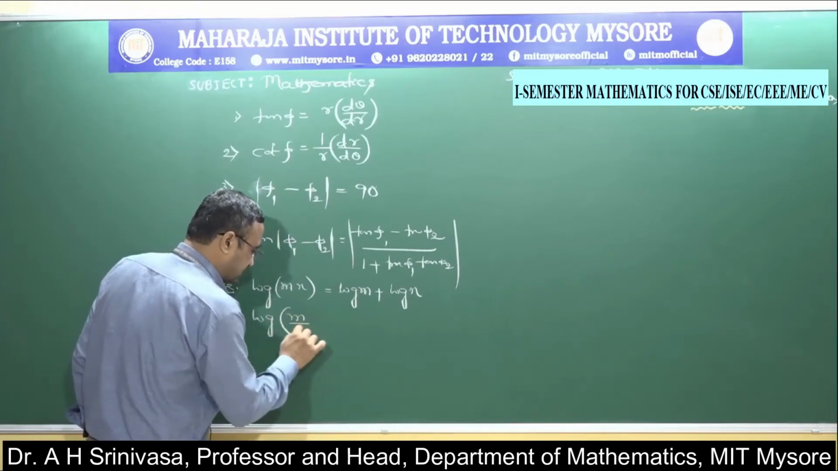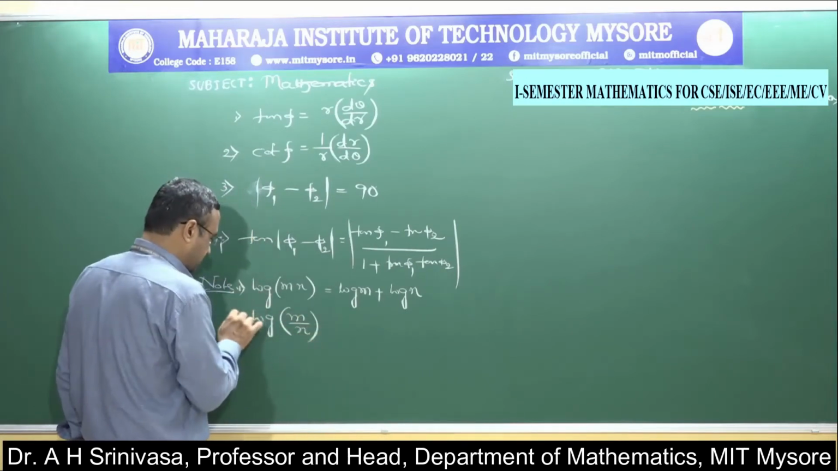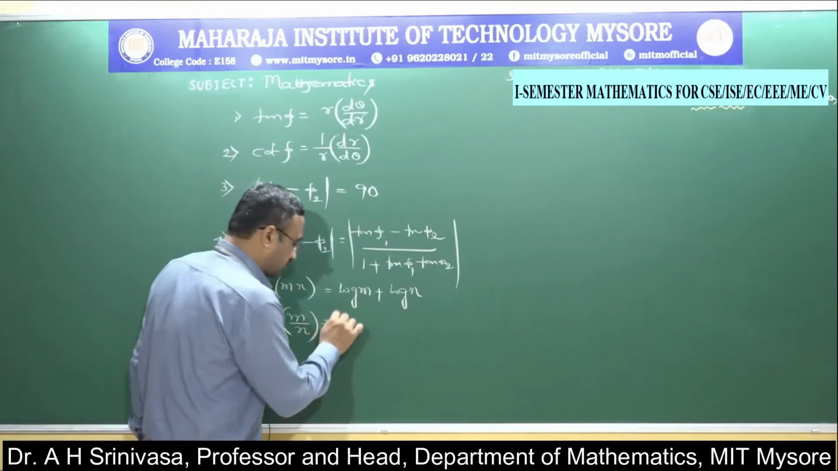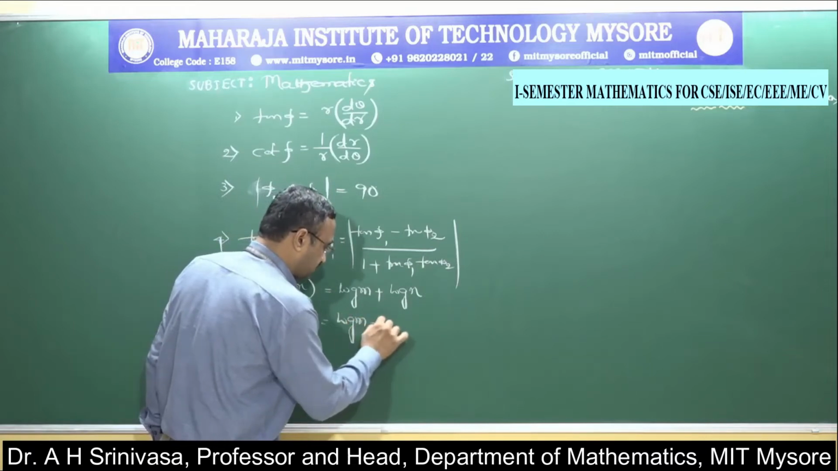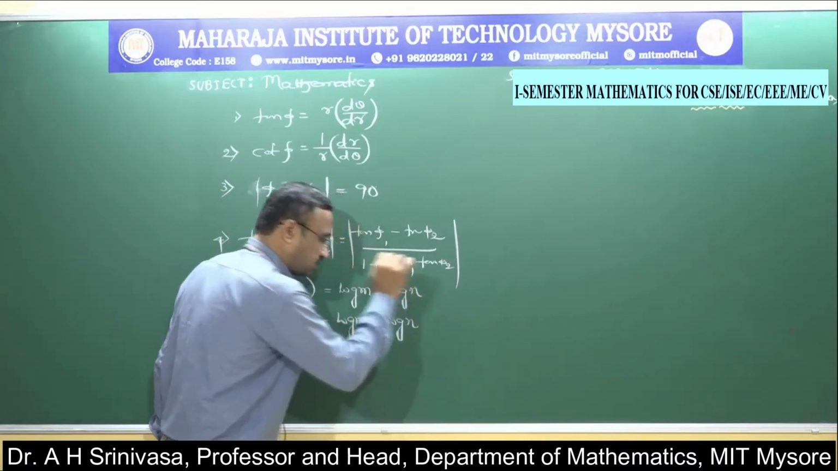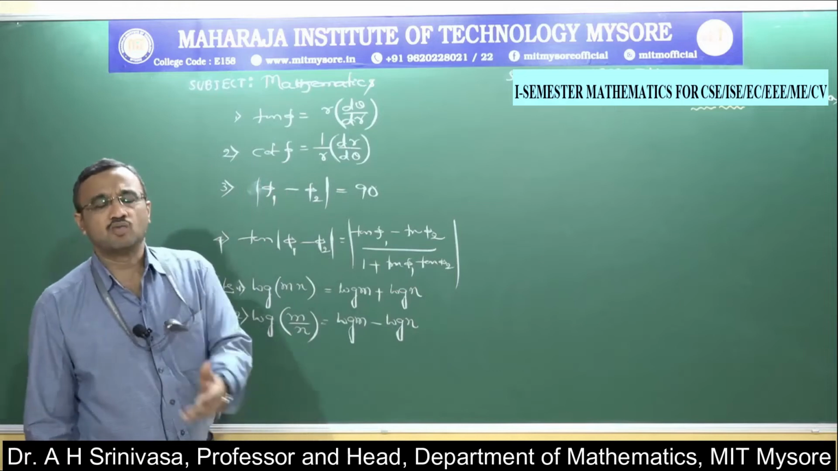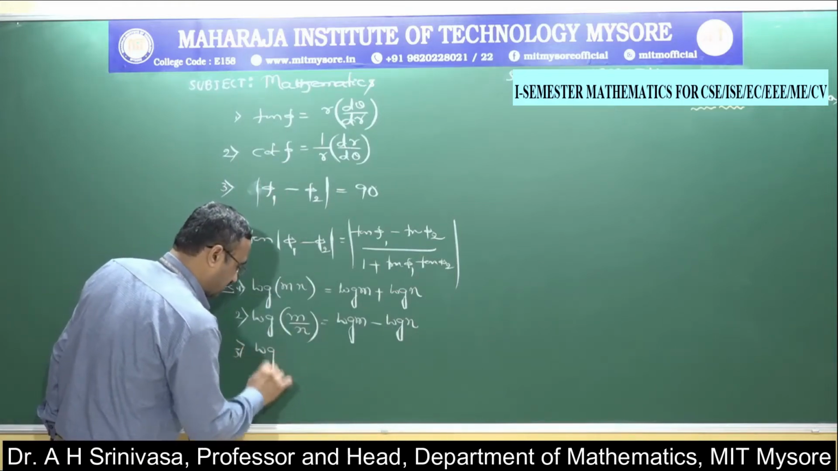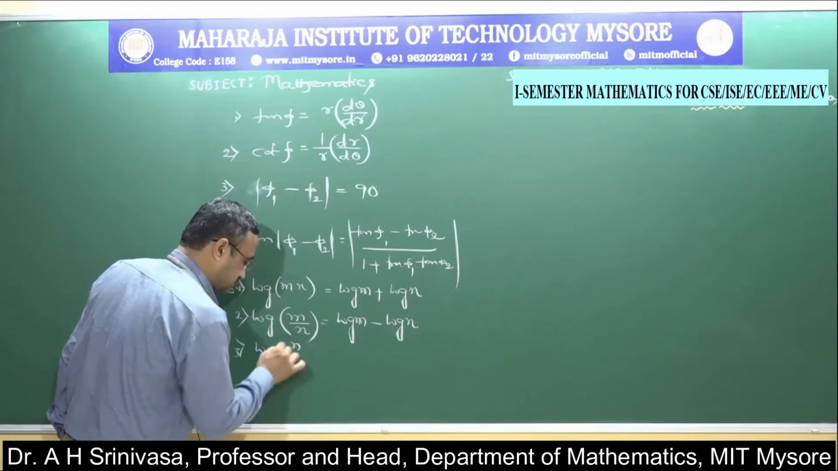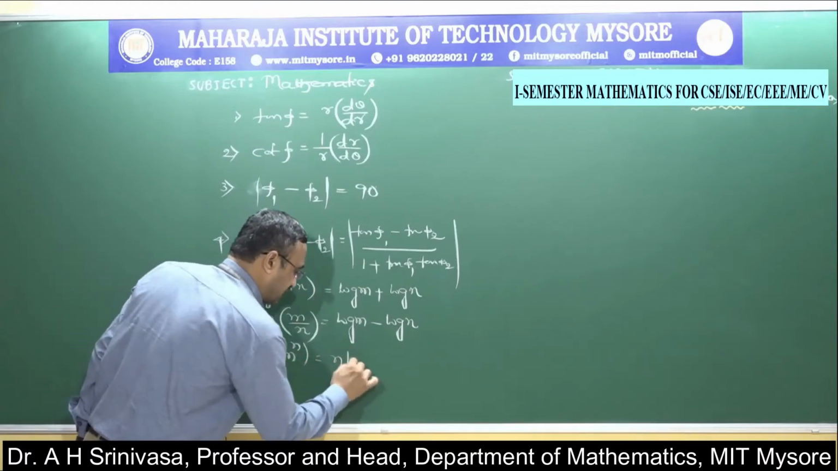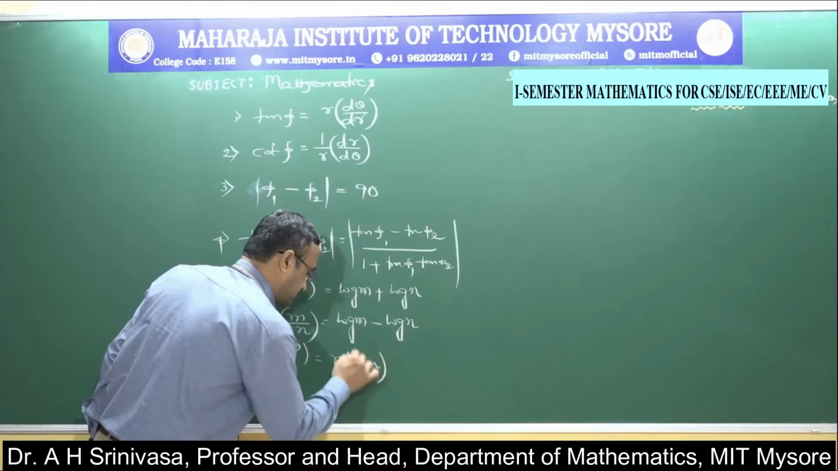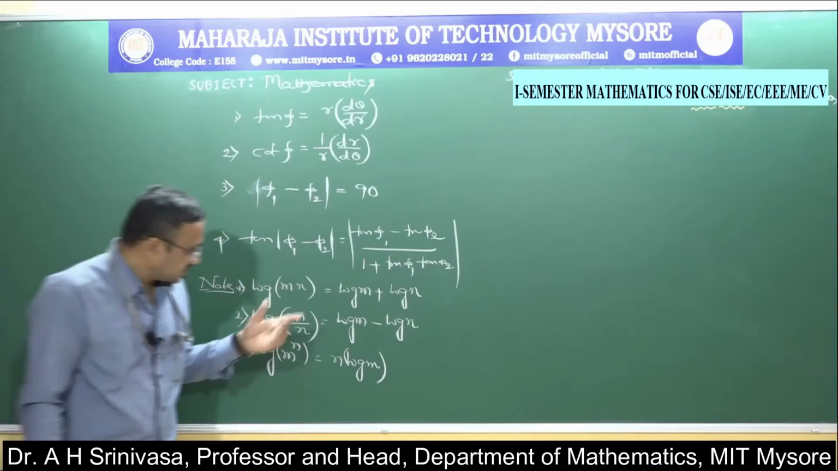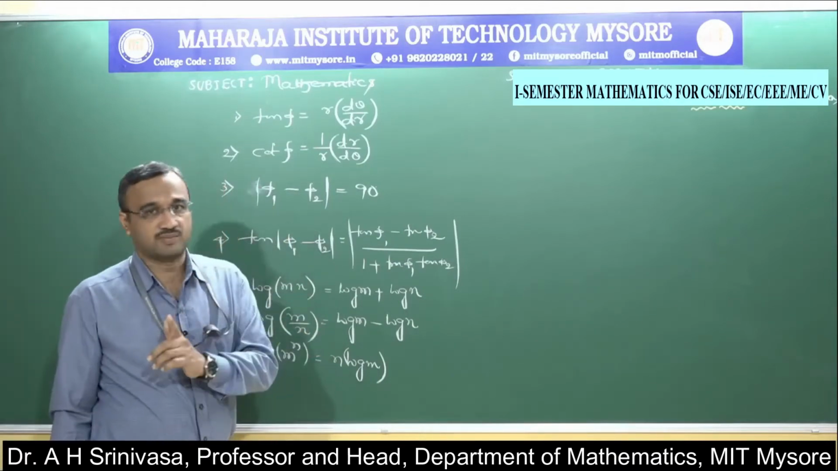The second case is the division form. If m by n is there, in that case you can use the formula log m minus log n. One more is the power form: log of m power n. You have to write it as n into the logarithm of m. So these are the three formulas we have to remember.